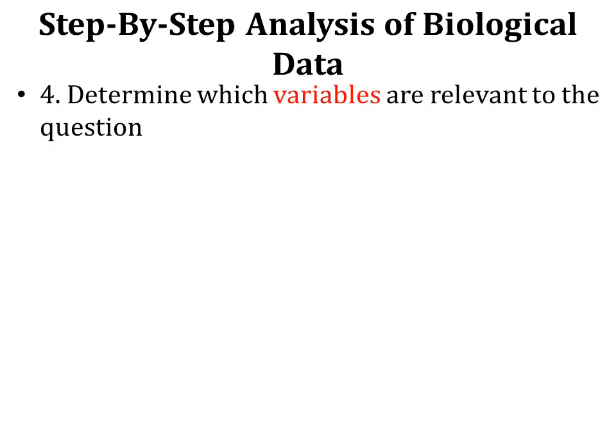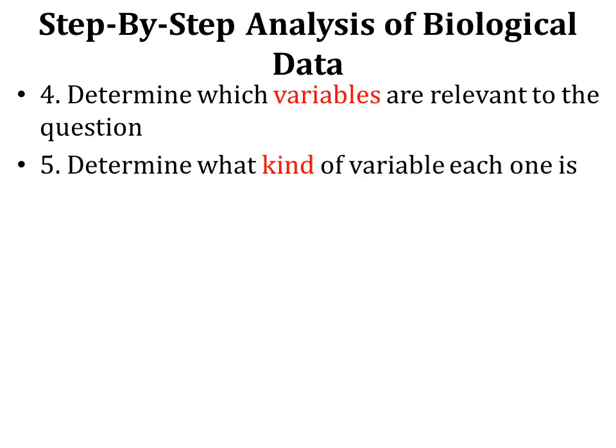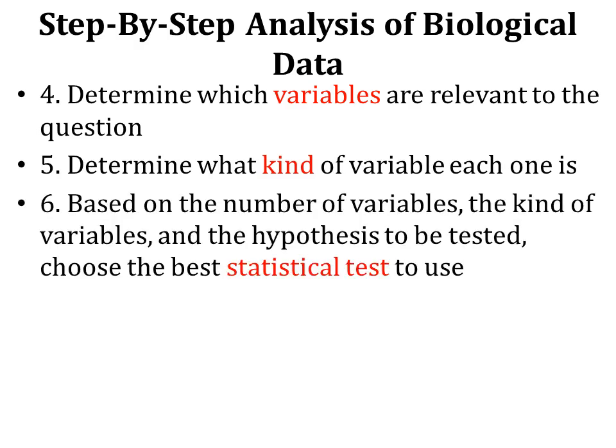Then you have to determine which variables are relevant to the question. Then determine what kind of variable each one is, that is, what is the statistical type of the variable. And then based on the number of variables, the kind of variables, and the hypothesis to be tested, you have to choose the best statistical test. And then do your experiment.